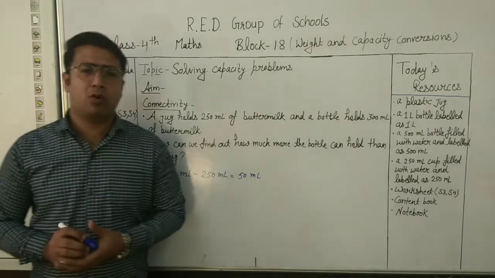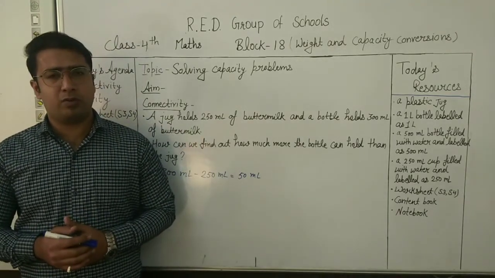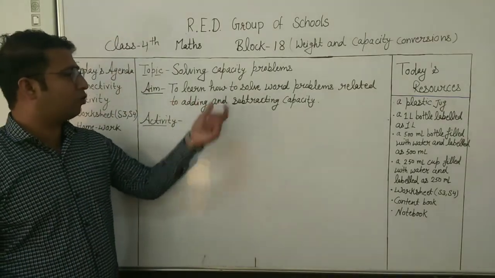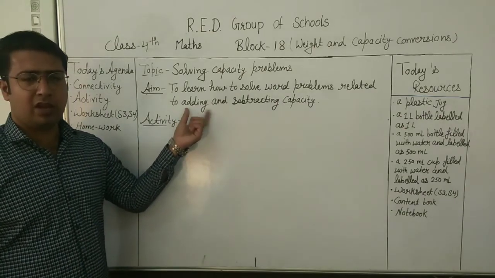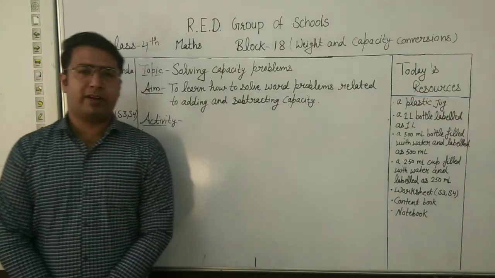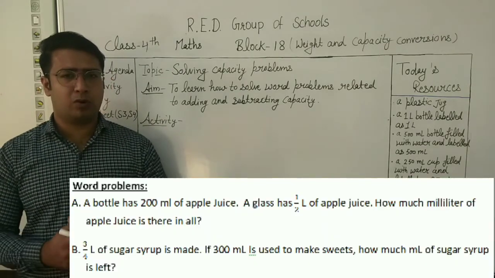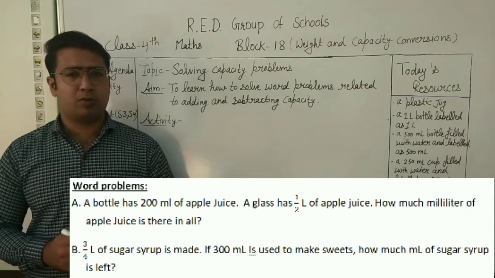Now I hope you can guess our today's aim also. So write your aim in your notebook. Our today's aim is to learn how to solve word problems related to adding and subtracting capacity. Now it's time for your activity. You can see the statements of the question on the board, as in the picture. You have to note down these statements in your notebook.